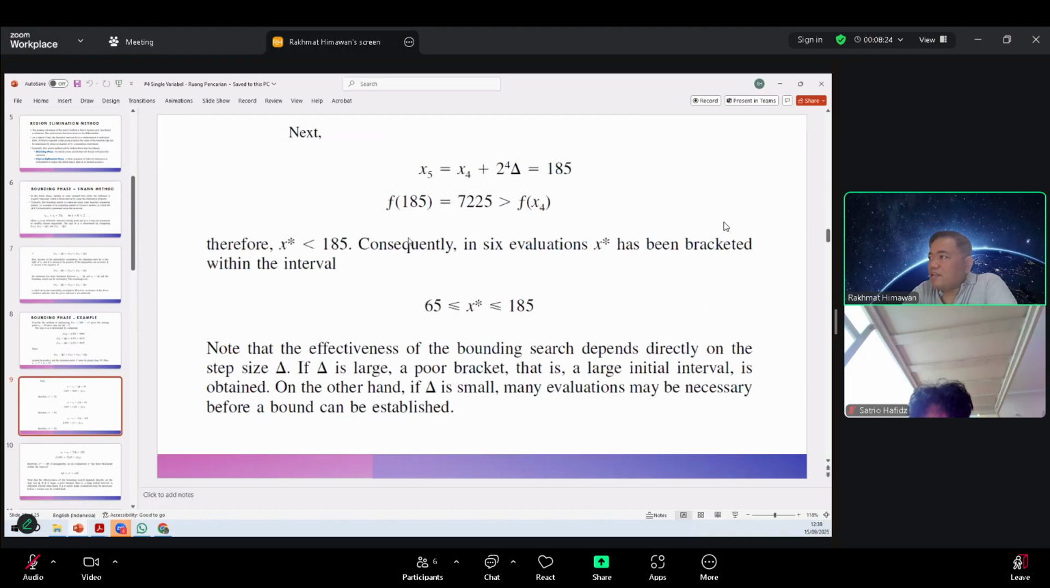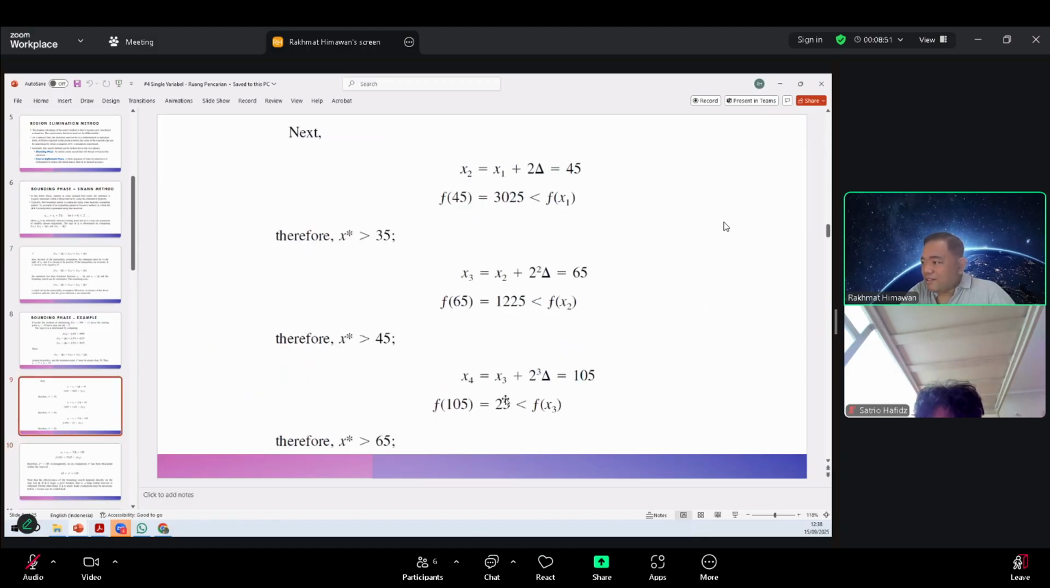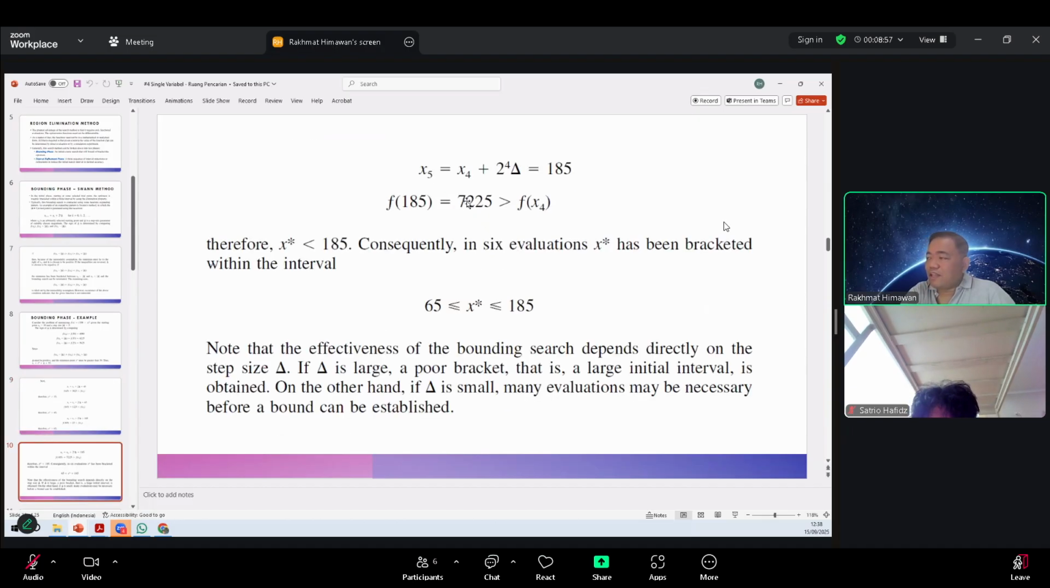And then with x5 we could continue the same way. We get x5 is 185, and f of 185 is 7,000 now. We are increasing already. That means x star should be less than 185, because if we put 185 it is increasing. We had 25 before, now it suddenly becomes 7,000. So definitely don't go toward that. X star must be less than this.